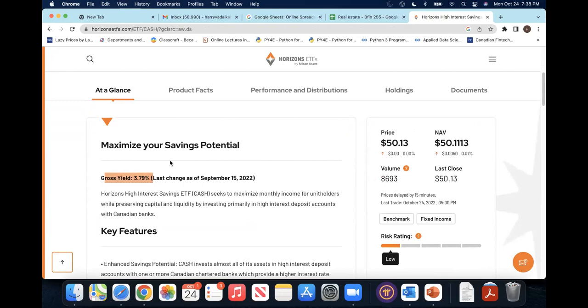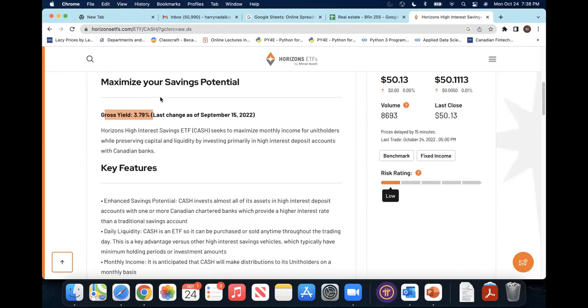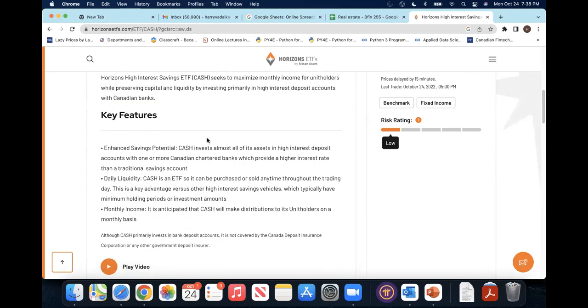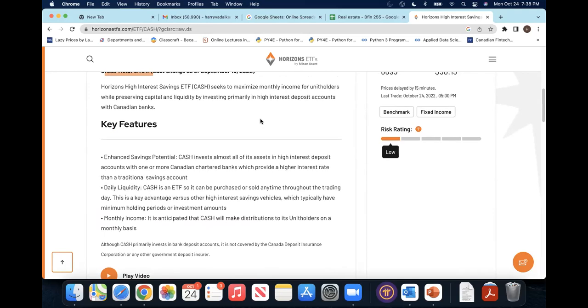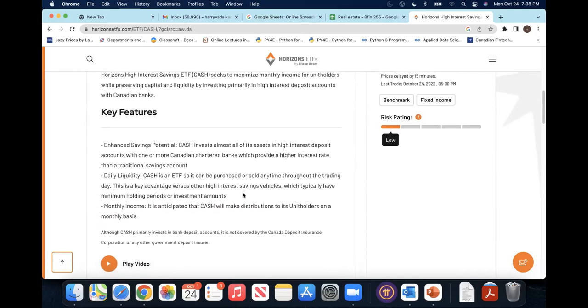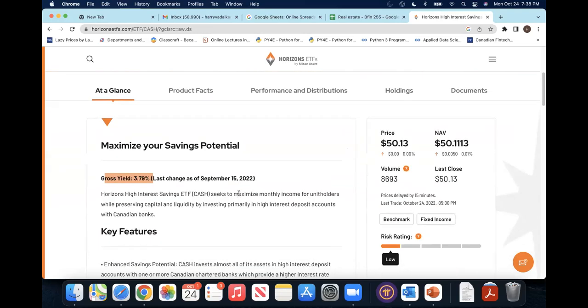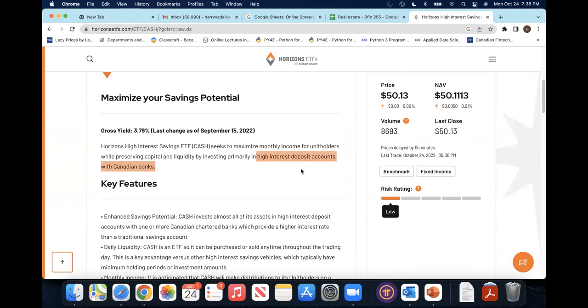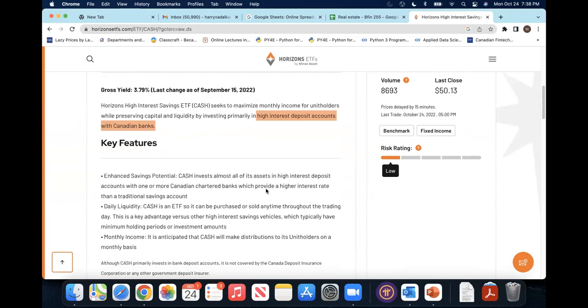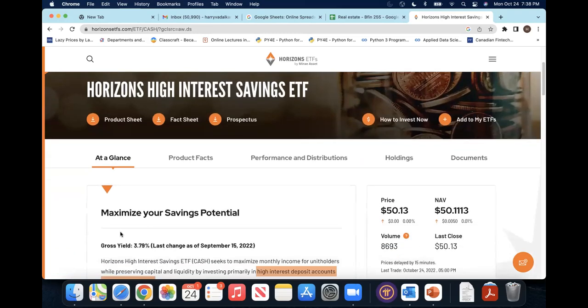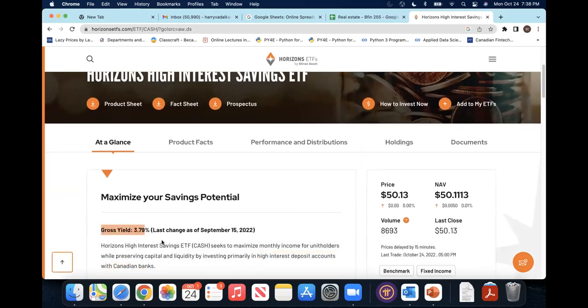Plus, you get good yields on this, and the risk rating is very low, because what they do is they collect money from investors and open deposit accounts with major banks and get interest on those deposits. So that's how they try to generate yield. Okay, so they invest in high interest deposit accounts with Canadian banks, and the yield is 3.79% right now.